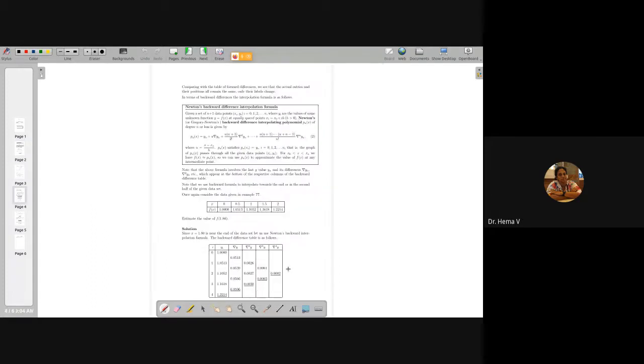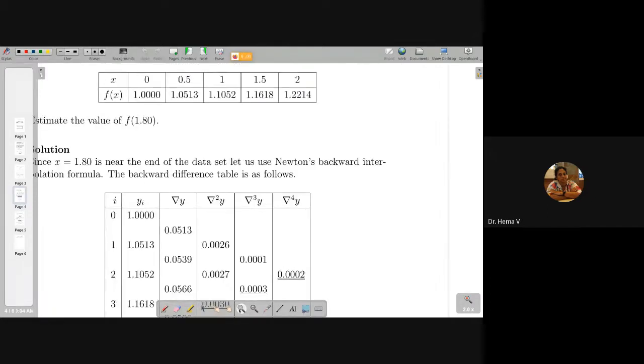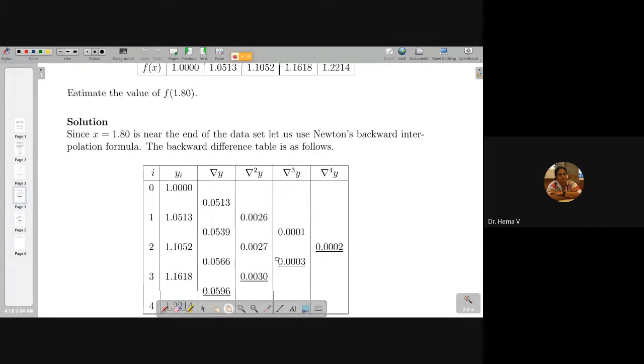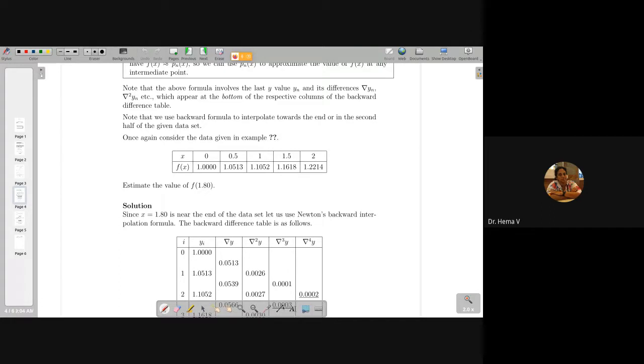This is the method. Now for the backward interpolation method, this question is just a technique. Here we have to use a value somewhere here. We have to find a value like 1.8. That will be somewhere here in between this. So we are using the backward interpolation formula. So the table is almost similar.